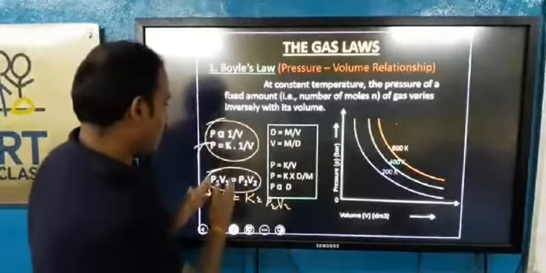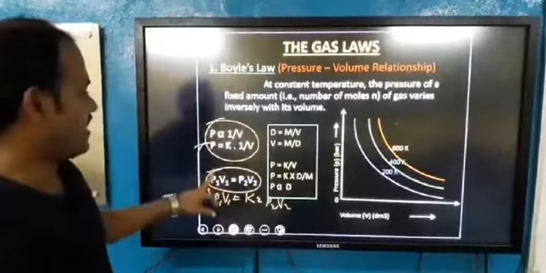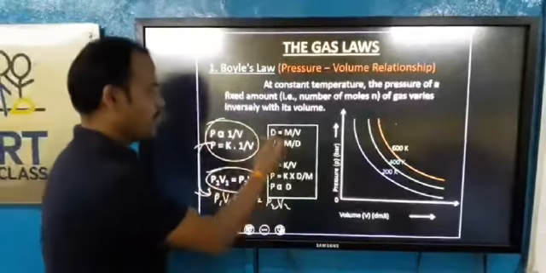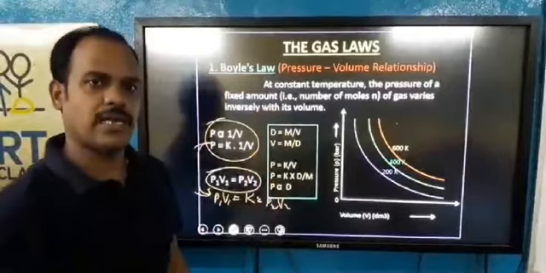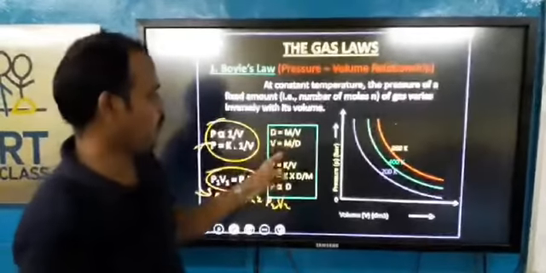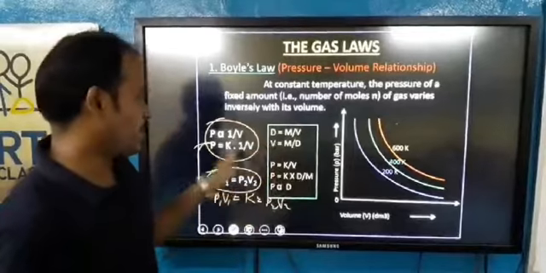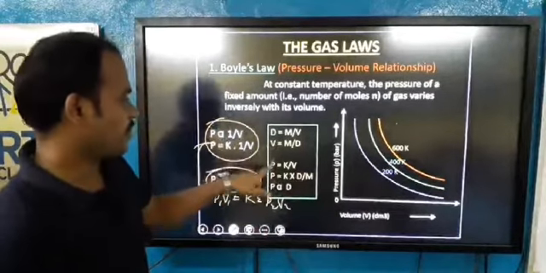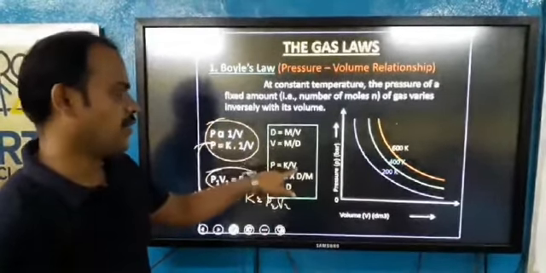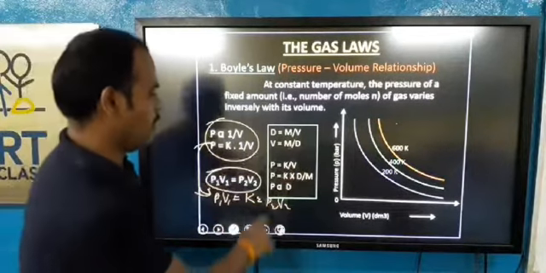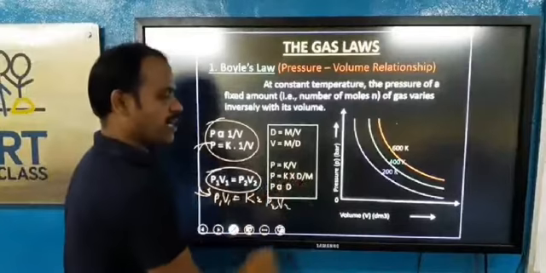Next, the relation between pressure and density. Okay, so see, we know density is equal to mass upon volume. So the volume is equal to mass upon density. Put the value of V in this equation. So here P is equal to K by V. The value of V is M by D. So the relation will now be P is equal to K into D by M.